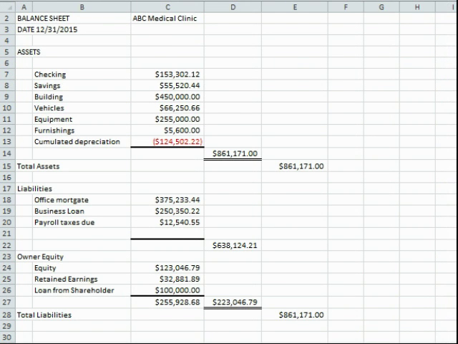The liabilities, as mentioned, are things that we owe. For example, the office mortgage still owes $375,000, a business loan of $250,000, and payroll taxes due. The total of the liabilities is $638,000.